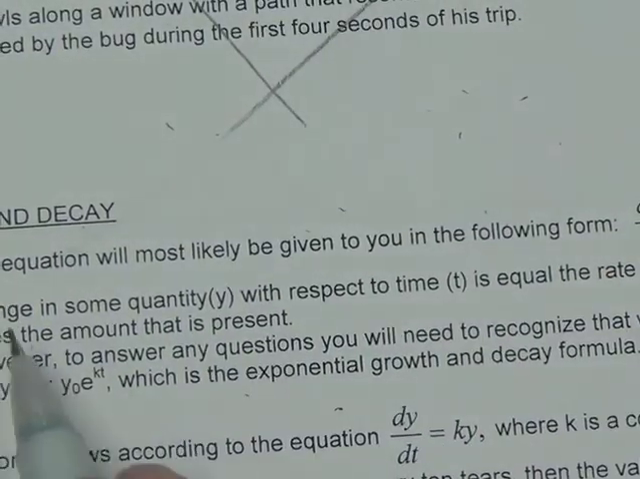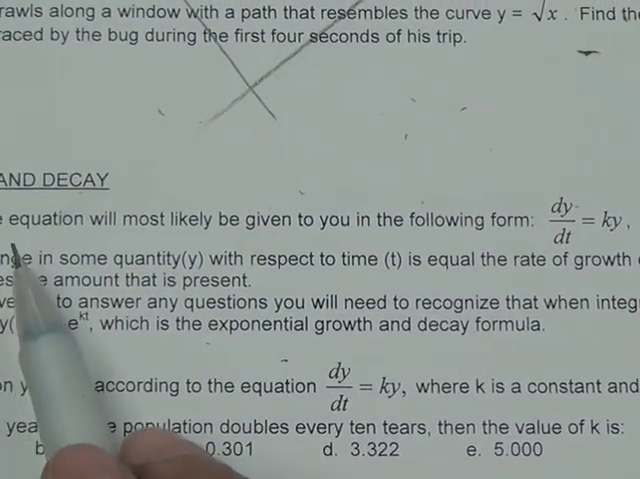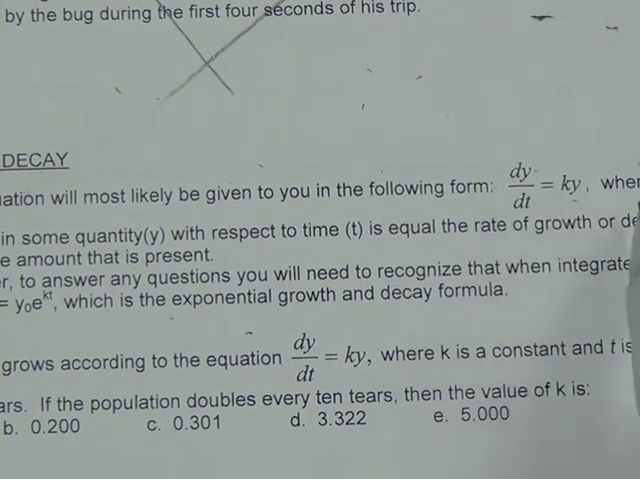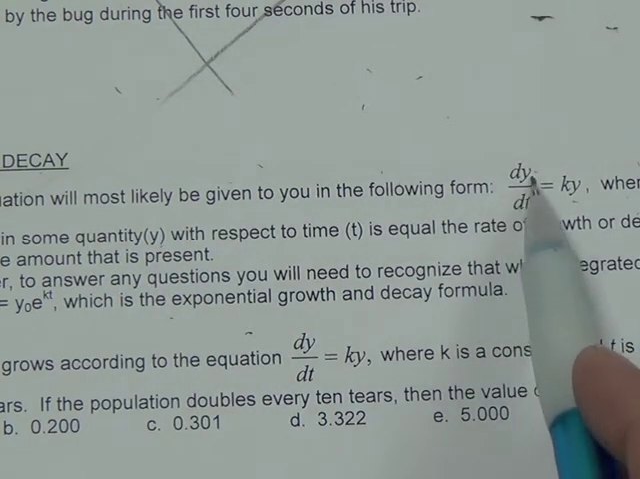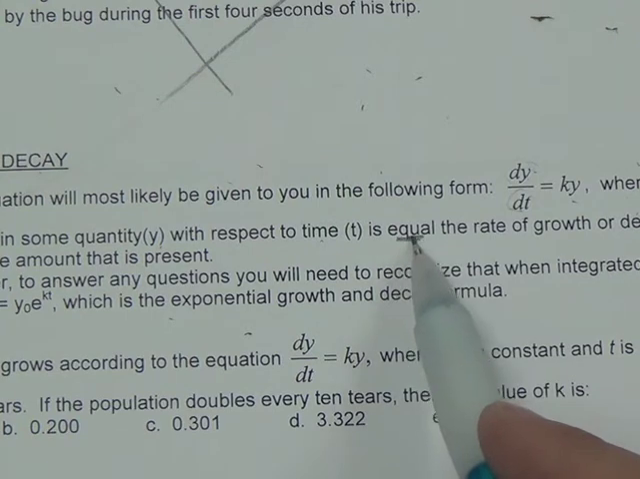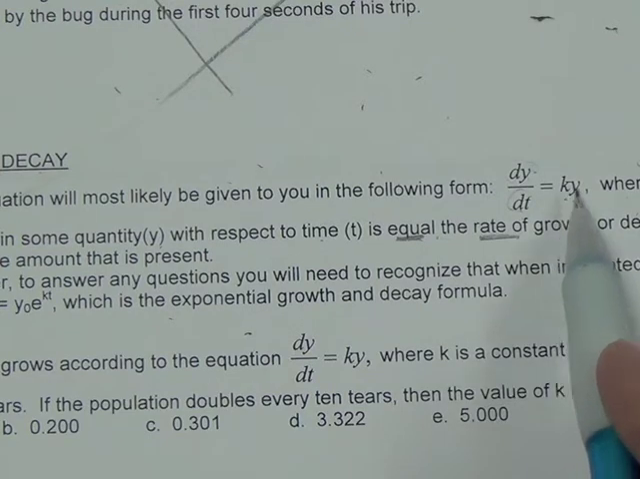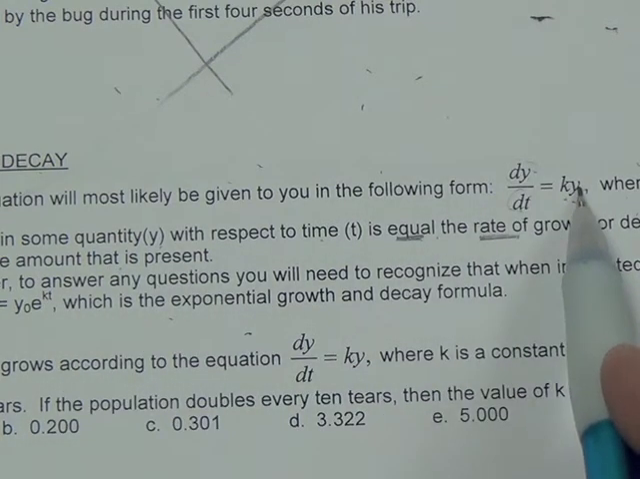Last thing was your growth and decay. The thing you're gonna wanna be careful of here, they will likely give you this equation, dy/dt equals ky, or they won't give you the equation, they'll put it into words. This says the change in some quantity y, so that's the change in y over the change in time, so with respect to time, is equal to the rate, that's what k stands for, your percentage rate of growth or decay, times the amount present, so multiplied by however many there are.